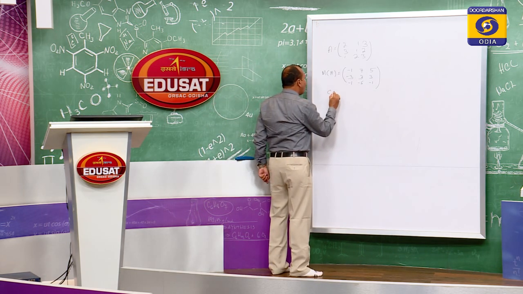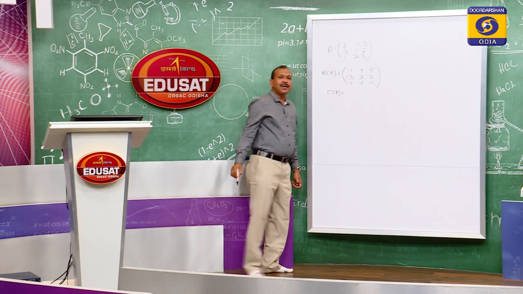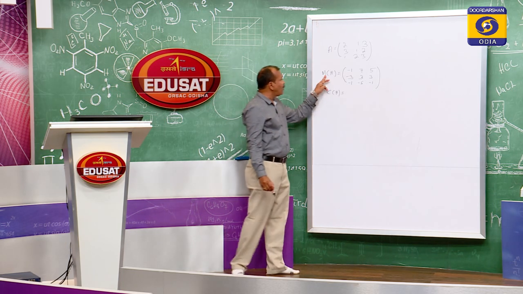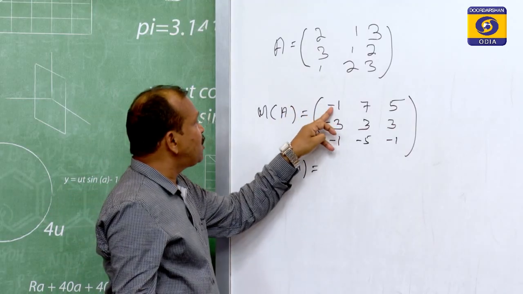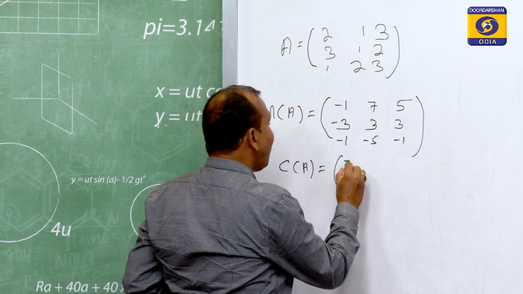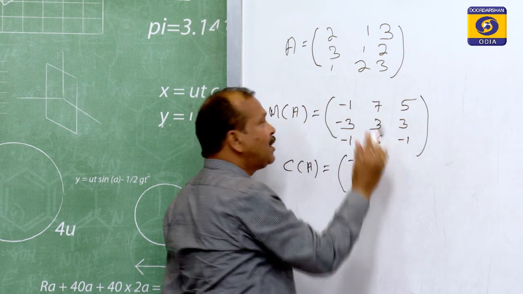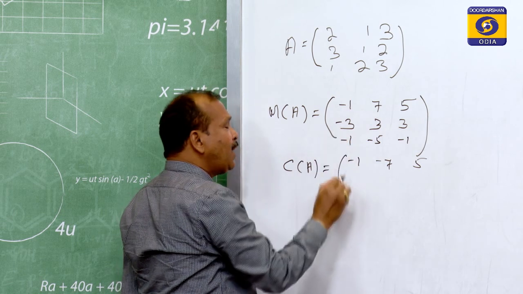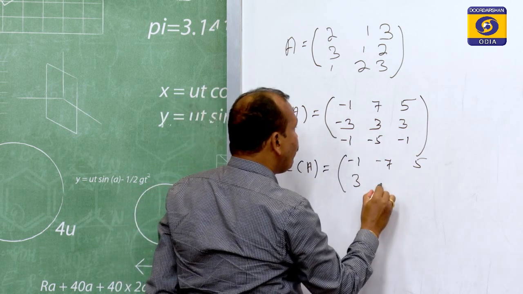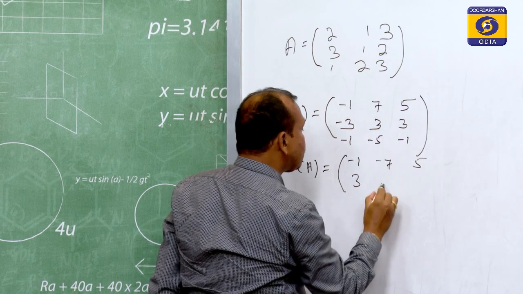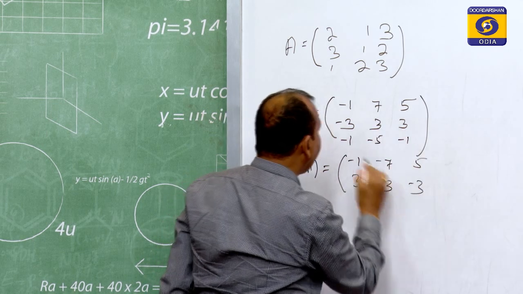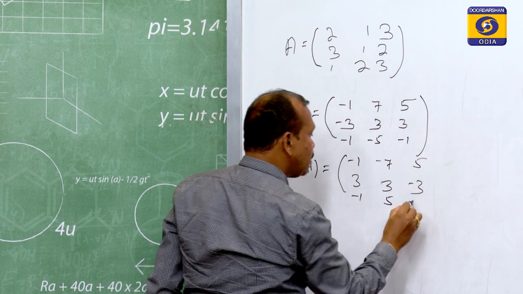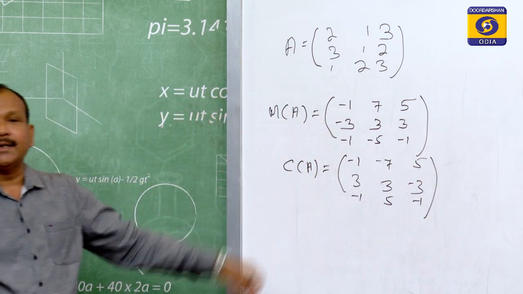Then we have the minor matrix. Next, we have to find the cofactor matrix. Cofactor is nothing but minor with proper sign. So, this sign becomes plus, so minus 1. This sign becomes minus, so this becomes minus 7. Then 5, this sign becomes minus, so 3, then minus, plus, minus, plus, minus, plus. We have the cofactor matrix.